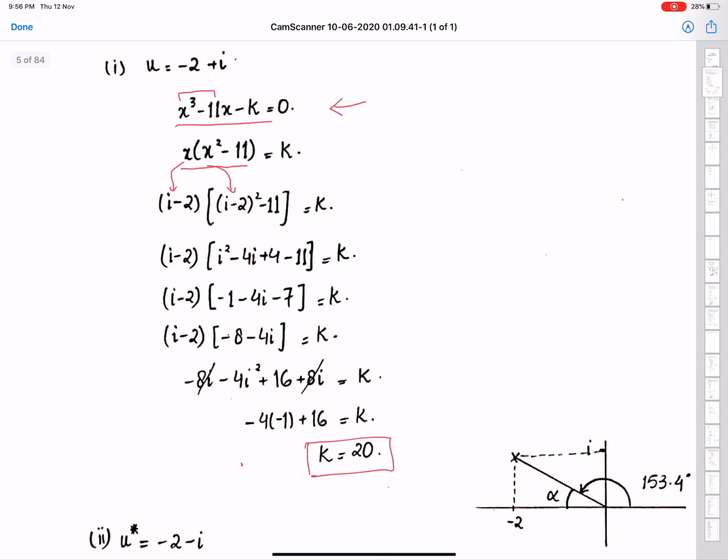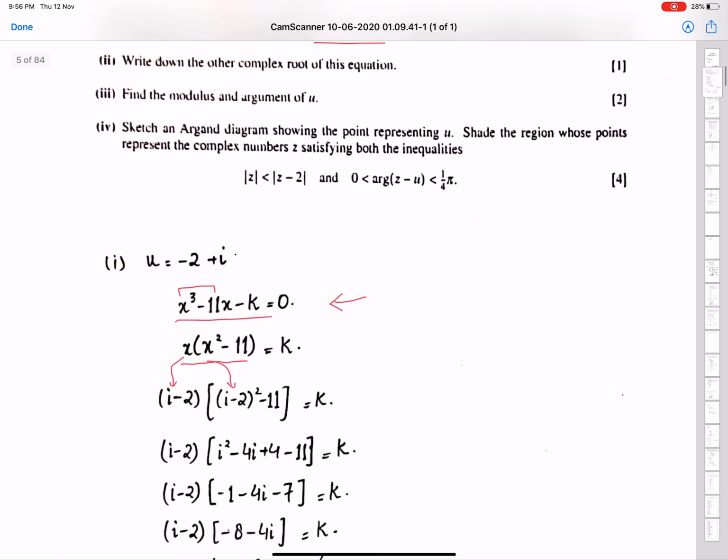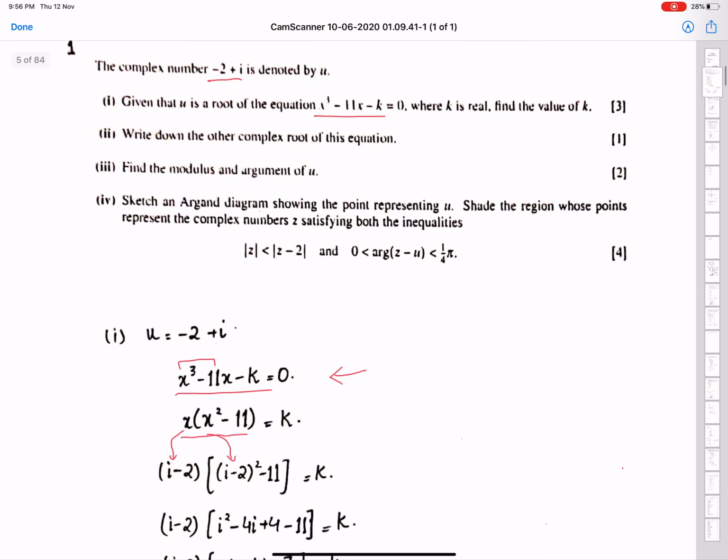Well, the second part of this question is write down the other complex root of this equation. You all know complex roots always exist in pairs. So if this is the first root, then the second root will be the conjugate of this root, meaning the second root must be minus 2 minus i. Find the modulus and argument of u.